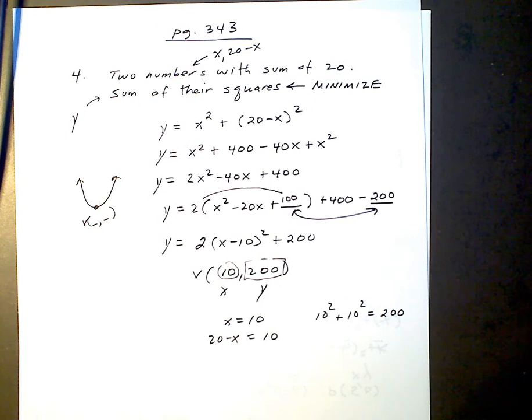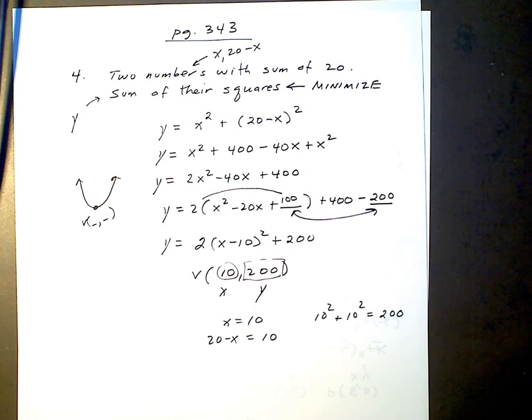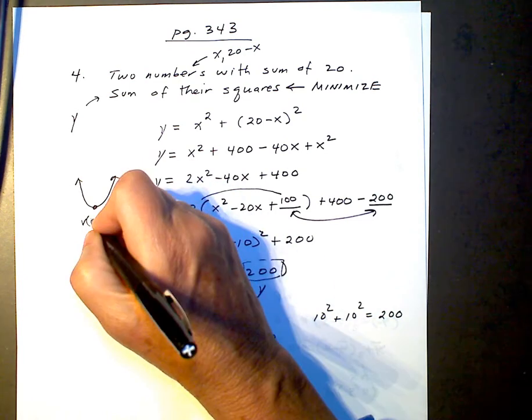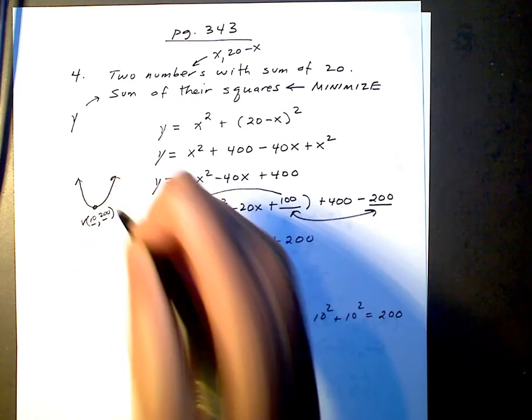And if you took any other numbers that added together to be 20 and you added up the sum of their squares, they would not be as low as 200. They would be bigger. So that's what that vertex represents. And that's it.